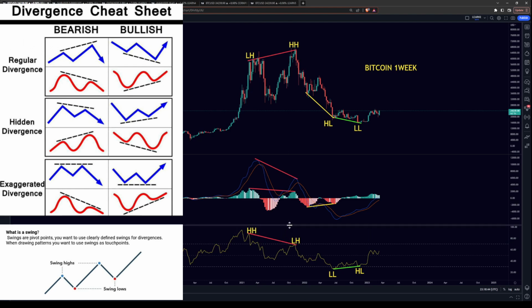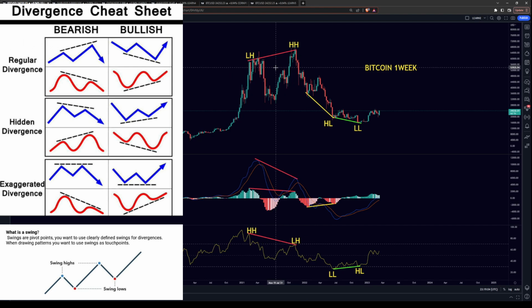If you're looking for bullish divergences, then you're measuring the bottoms of the swings. So this would be a swing low, this would be another swing low, over here is another swing low. It's the bottom of the price action. If you're looking for the bearish divergences, you're looking at the tops of the price action.